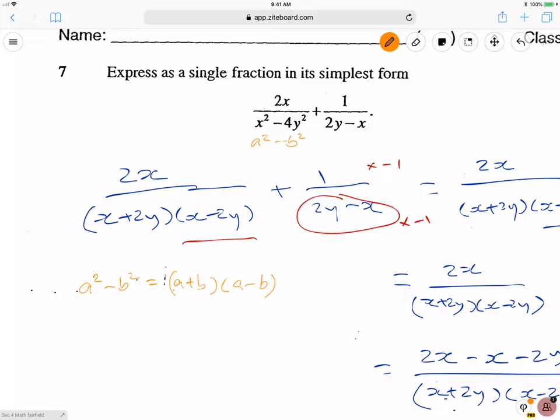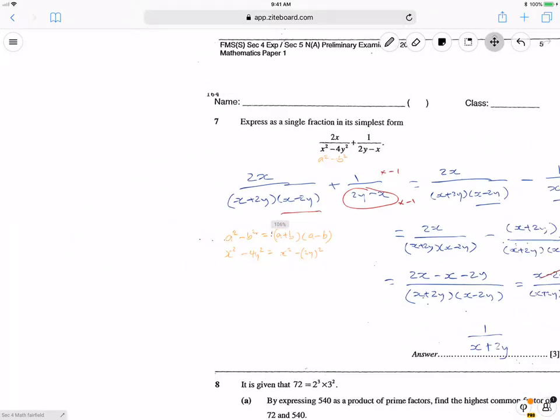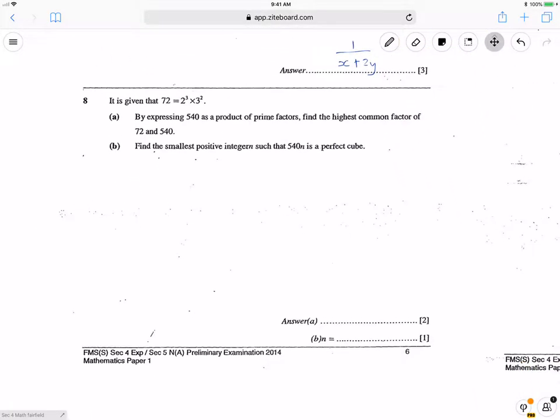So if I were to rewrite it, this is x squared minus 4y squared. So what is my a? A equals x. What's my b? B equals 2y. I rewrite this as x squared minus (2y) squared. So it's x plus 2y, x minus 2y. So you gotta split it up into 2. Next one.